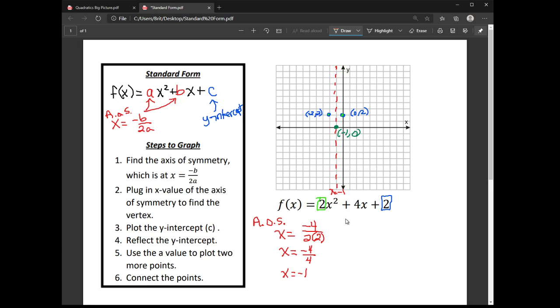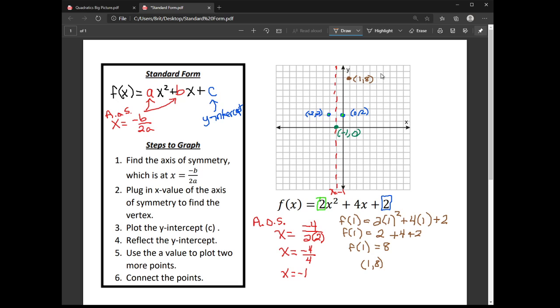points with a quadratic. So if I plug in 1, which is an easy number, I get 2 times 1 squared plus 4 times 1 plus 2. So 1 squared is 1, times 2 is 2, 4 times 1 is 4, and then we have a plus 2. So when x is equal to 1, my y value is equal to 8. So there's another anchor point for my graph.